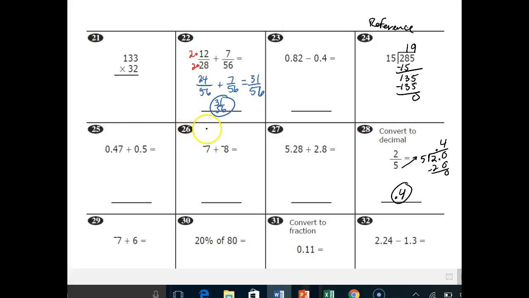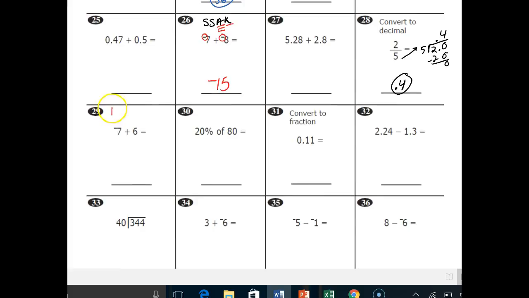Number 26 is an SSAK. You no longer have to use symbols. So what are you going to do? You see same signs. They're both negative. So you add and keep the sign. So 7 plus 8 is 15. Keep the sign of negative.